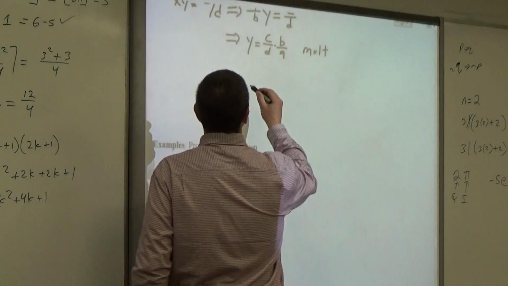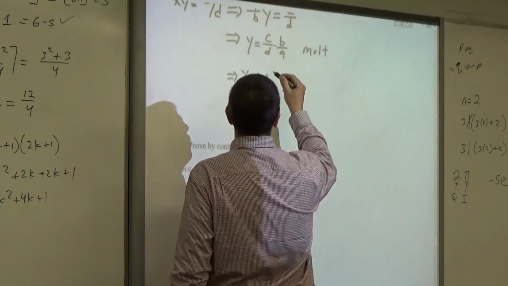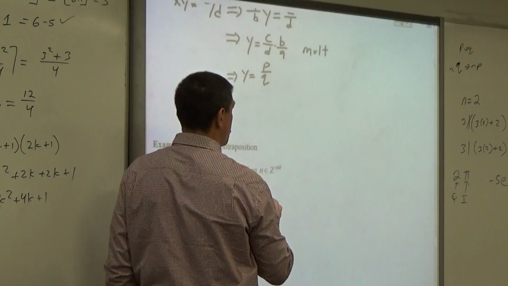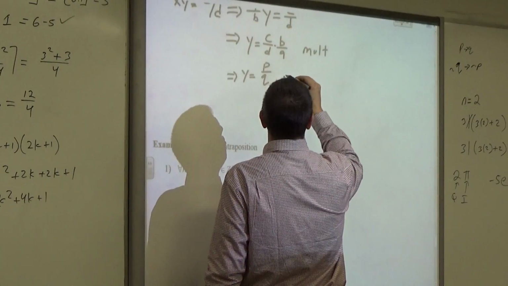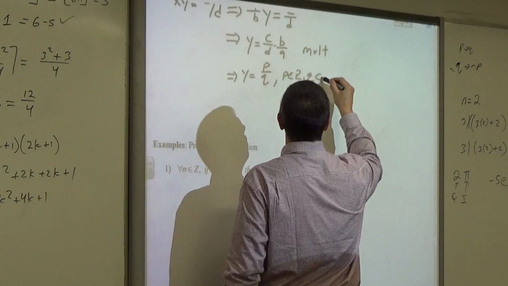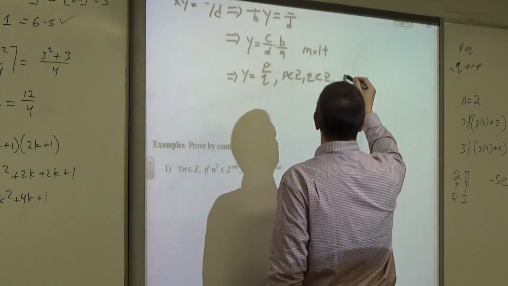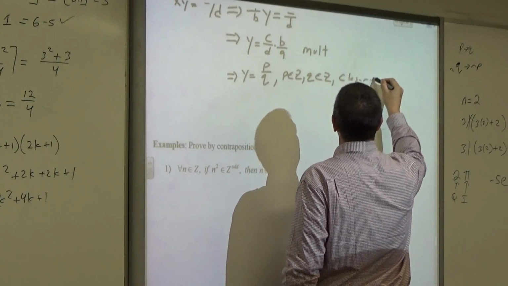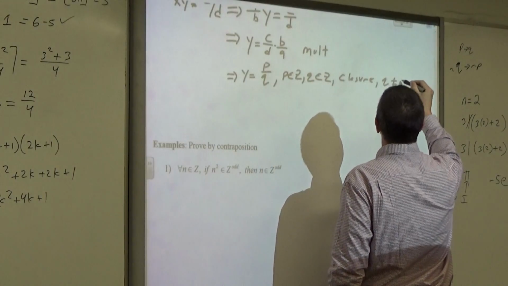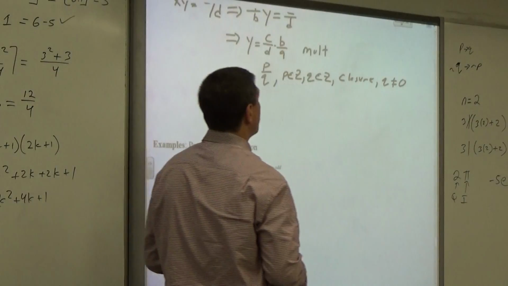Okay. So this means that y is equal to p over q, right? Just by closure. So p is an integer, q is an integer, and that's by closure. And q is non-zero. Might as well throw it in there. It's not essential nor detrimental to the proof, but you are correct.